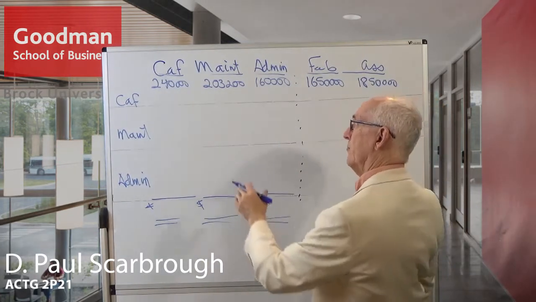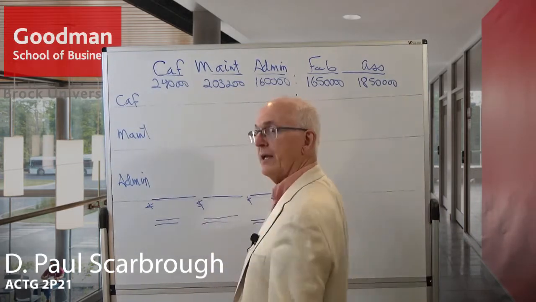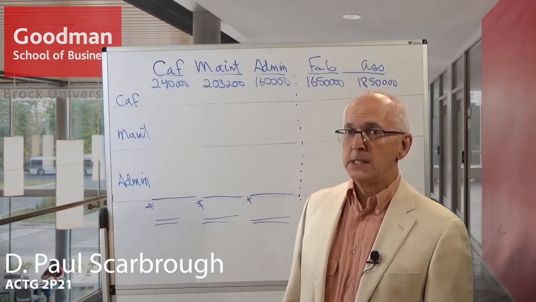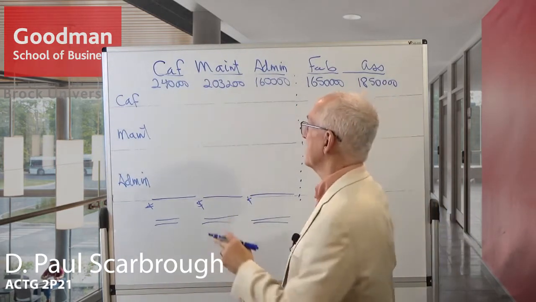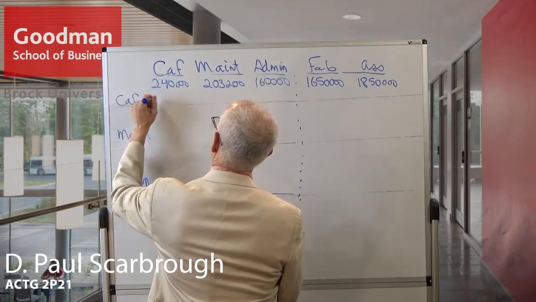And we are doing journal entries. Everything across here is a journal entry. Every negative number is a credit. Every positive number is a debit. Okay? So let's start. Our first task is to get rid of cafeteria costs. So we're going to transfer that out.